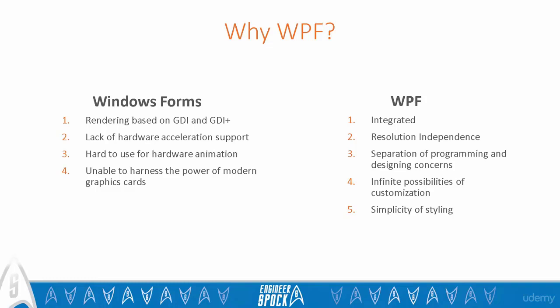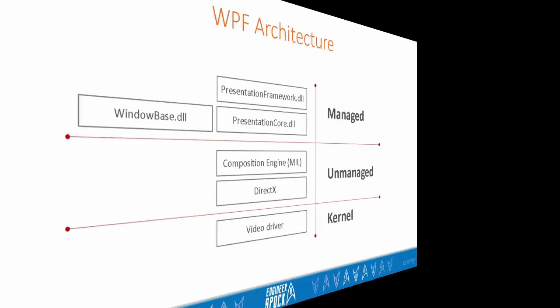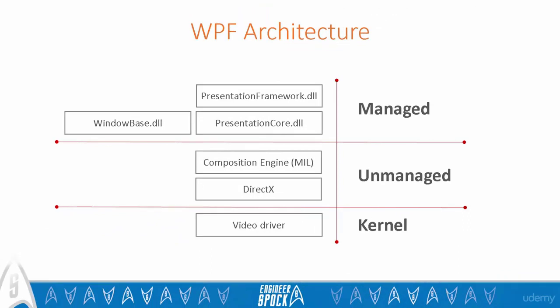Let's look at the components from which WPF is comprised and built upon. Let's look at the high-level view of the WPF architecture. At the kernel level resides a video driver provided by a vendor of a graphics card. WPF stands on the shoulders of a giant, DirectX. Everything WPF renders is rendered through DirectX using the 3D pipeline, and even 2D graphics is rendered via the 3D pipeline.